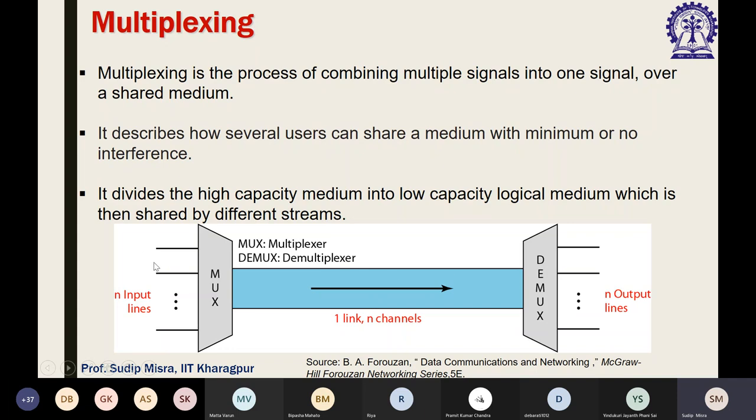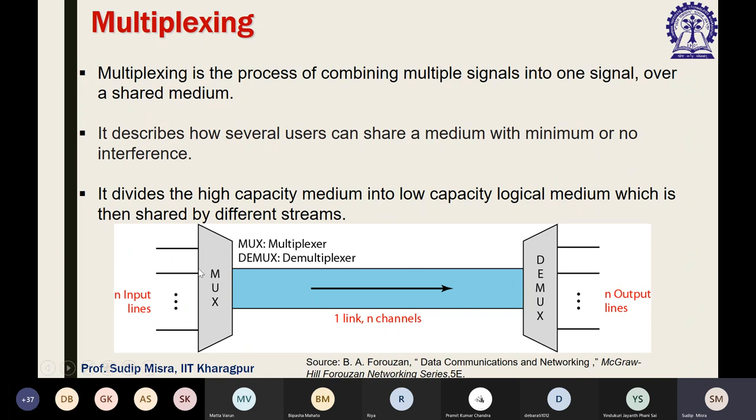So these different multiple input links and multiple output links are basically connected through only one link. For this, that one link is going to be split into n channels. Or in other words, think of it this way: if you have n input lines and n output lines, these are going to be combined over this particular link to accommodate n channels. N channels are going to be there.